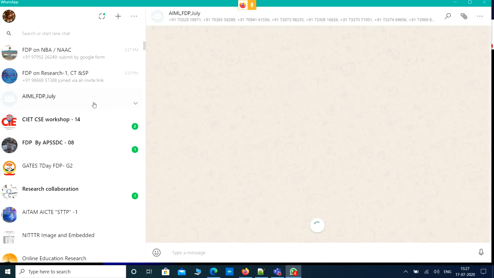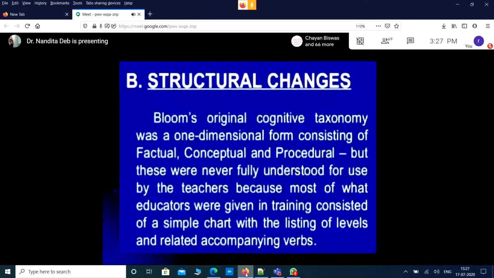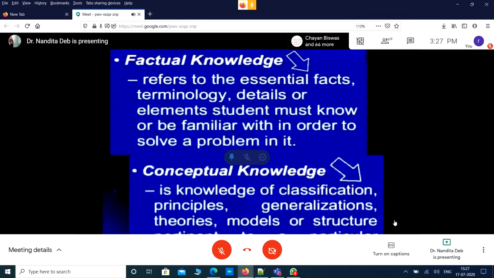So the second part is the structural change. These are all about the terminological change in the Bloom's taxonomy. Structural change is all about the factual, conceptual and the procedural thing. Factual knowledge, we all know. So it's all about giving facts.